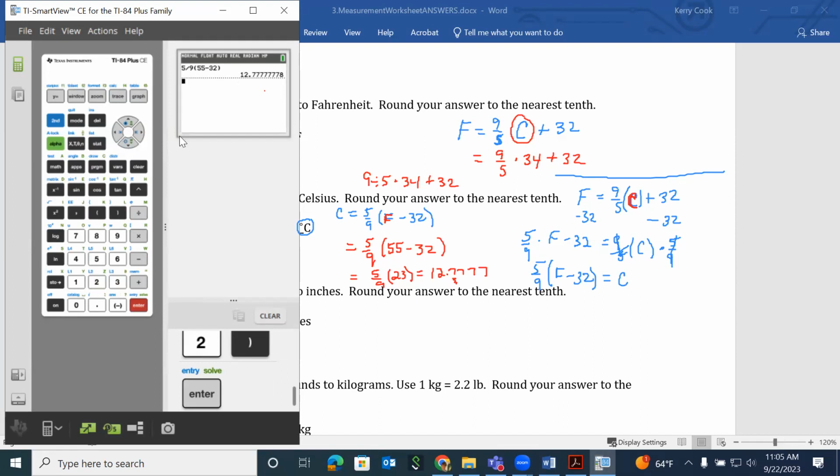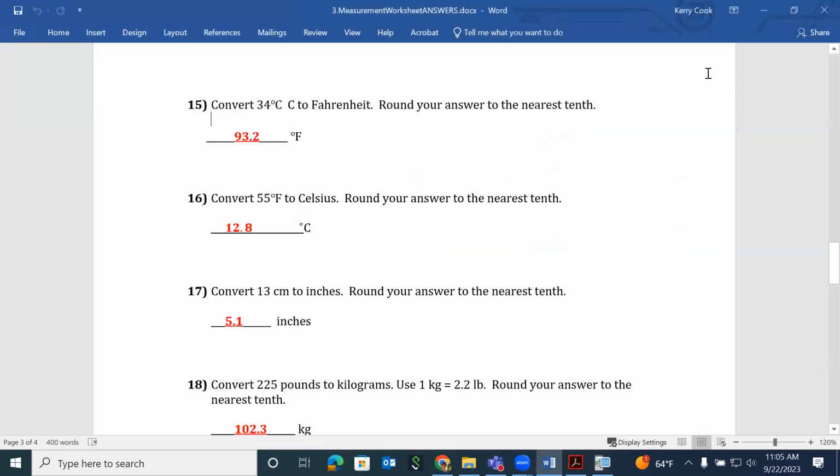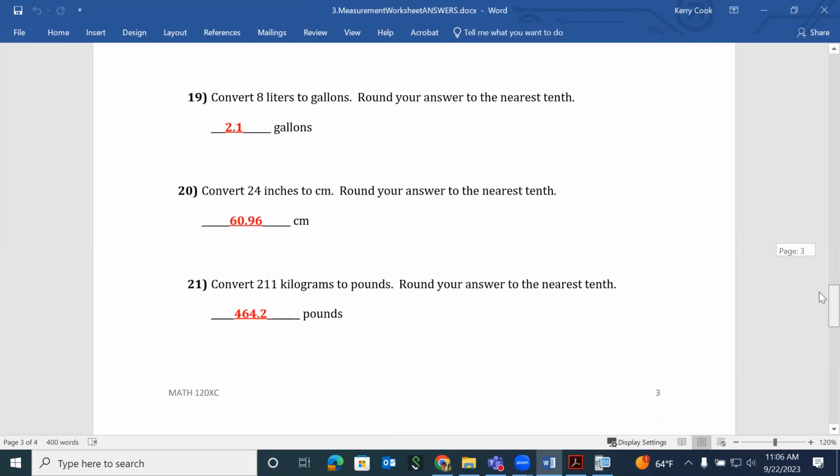Whether you have a scientific calculator or the TI-84, you have the ability to use parentheses, which is a very, very helpful thing when it comes to formula work. The next example I want to do is a quick review of some conversions between metric and the US system. Let's just look at a couple.